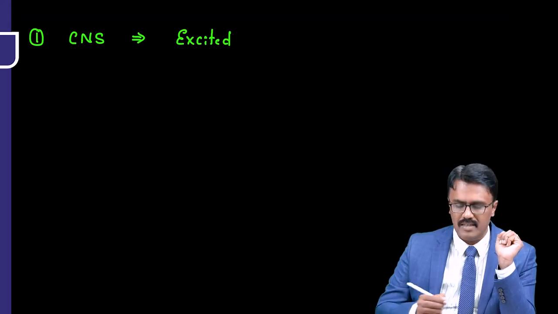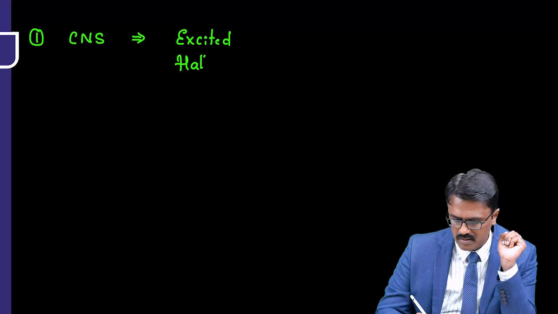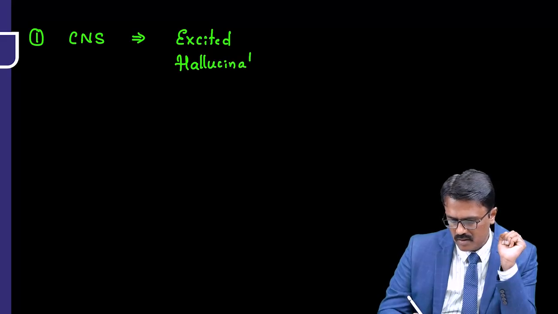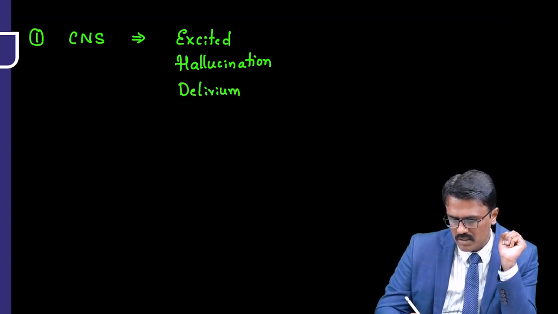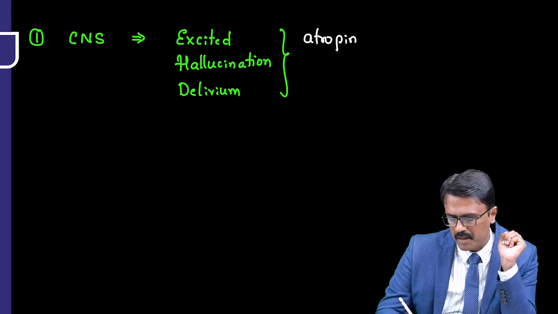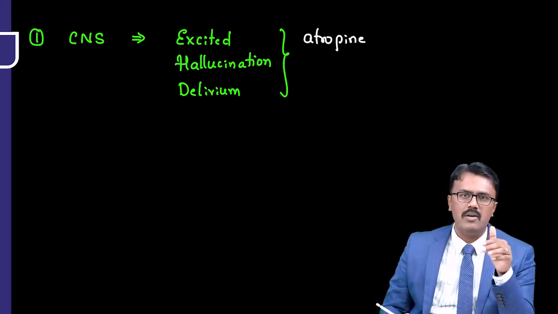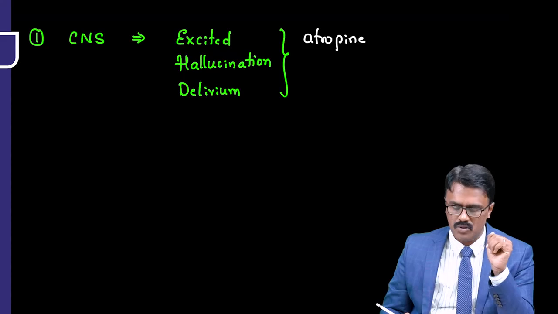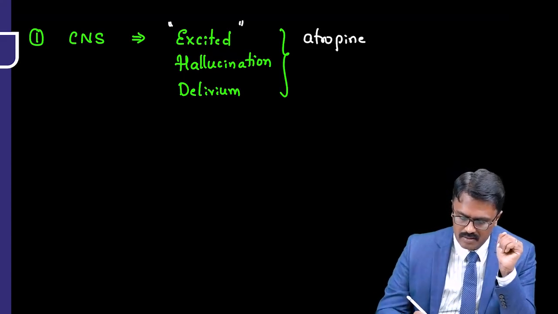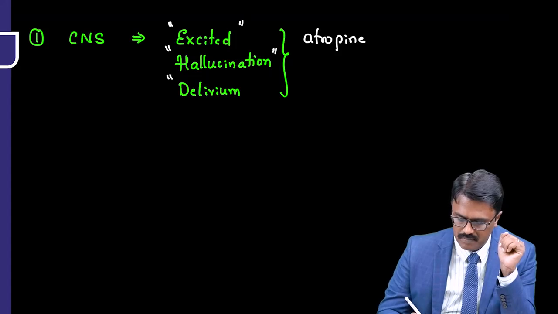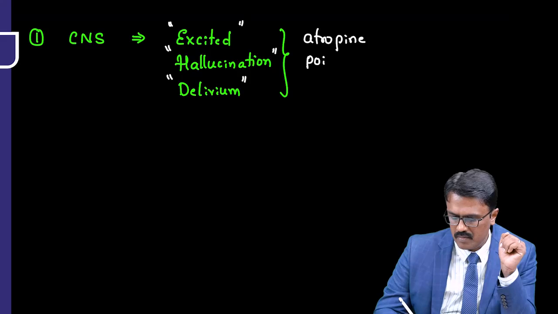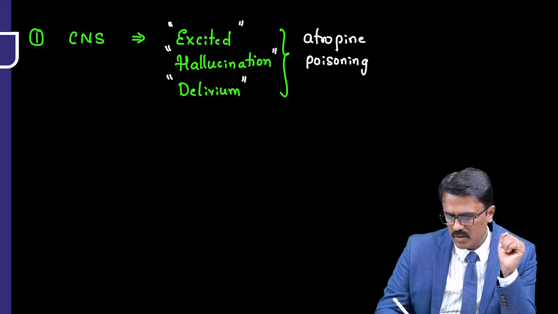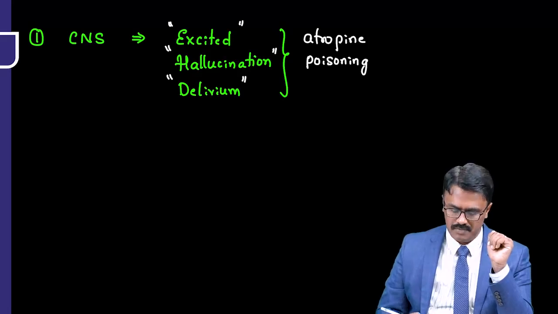The person becomes excited and will have hallucinations. He will have delirium. So this is what we see with poisoning by the drug atropine. The source of atropine is a plant called Atropa belladonna and one more plant called Datura. So it can cause excitement, hallucination and delirium, which is what we see in atropine poisoning. So that is one important aspect we learned.